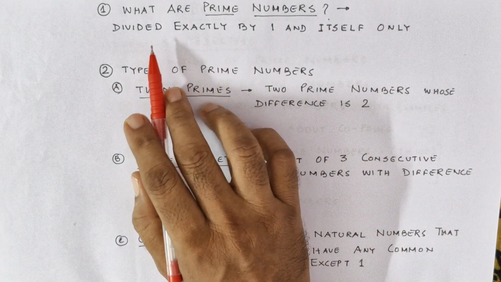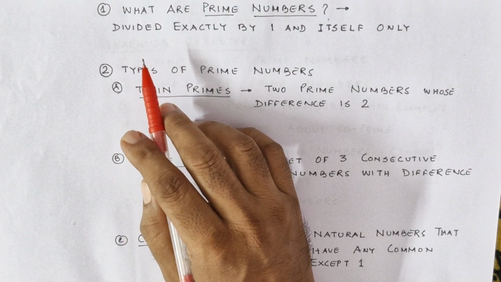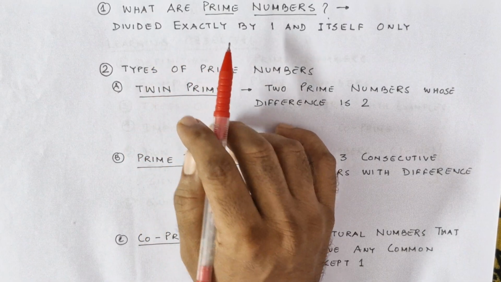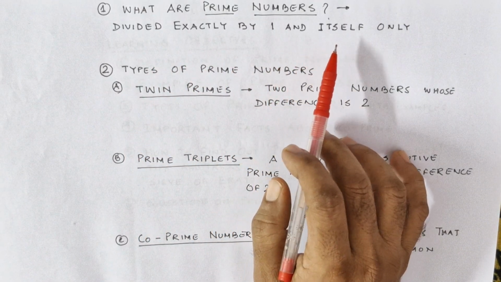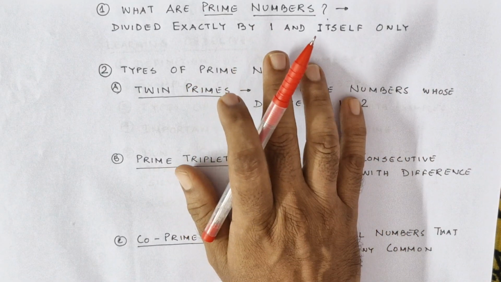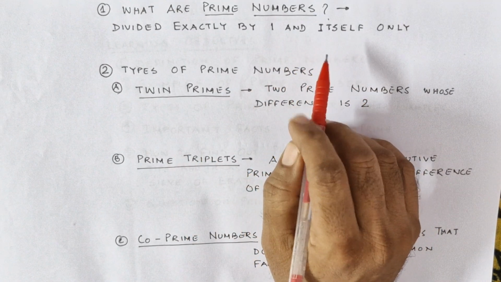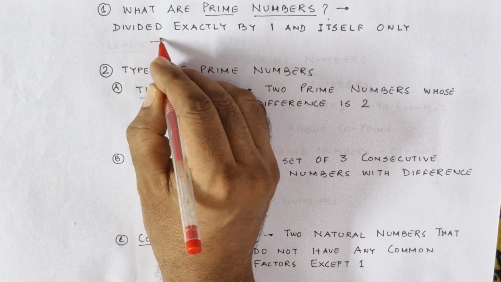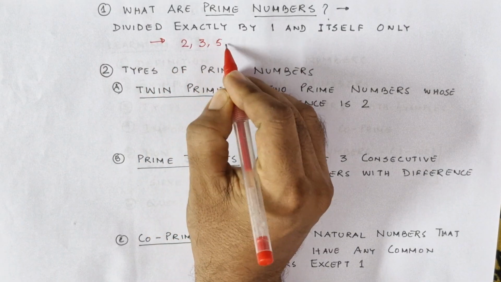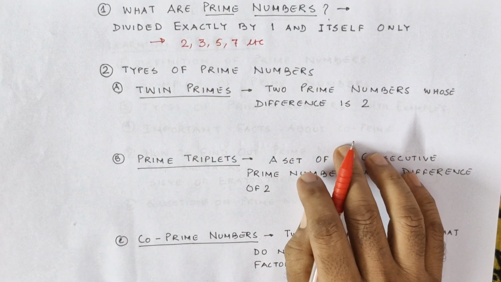The first is the definition of prime numbers. So what are prime numbers? We have seen in the earlier class that this is a number that can be divided exactly by 1 and the number itself only. So we can say that these are certain numbers which have only two factors, 1 and the number itself. Examples we have seen: 2, 3, 5, 7 and so on. We have many prime numbers.